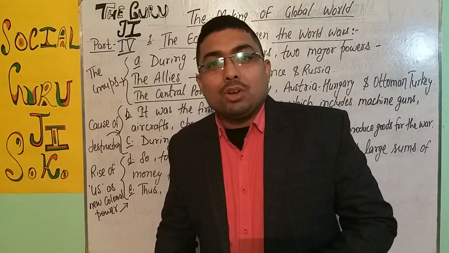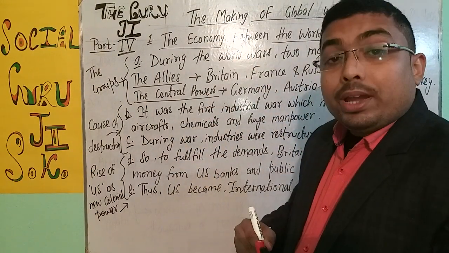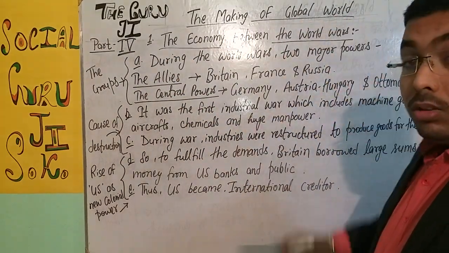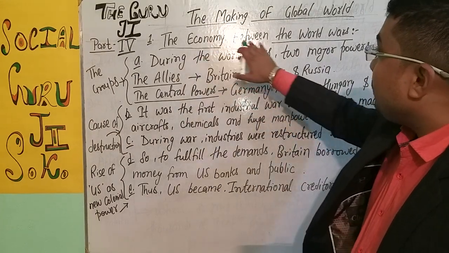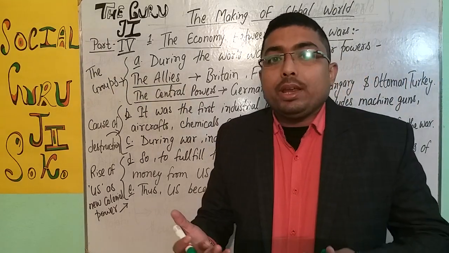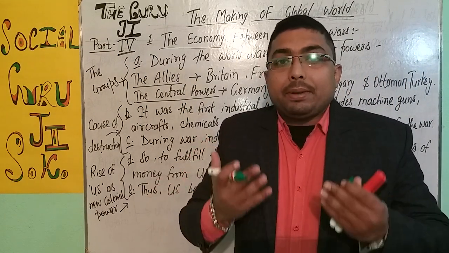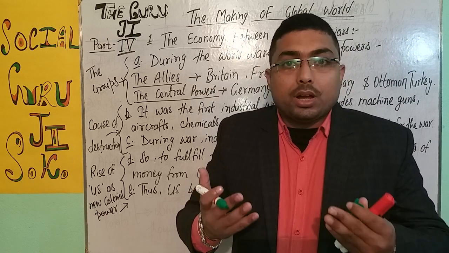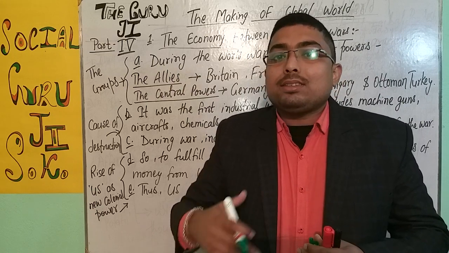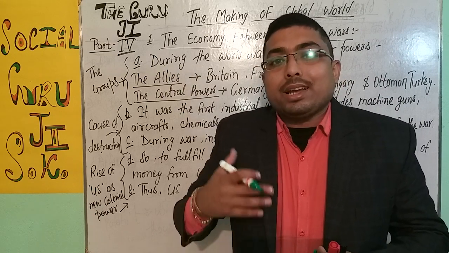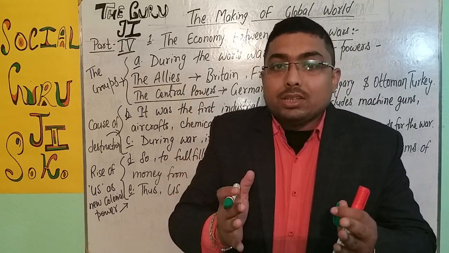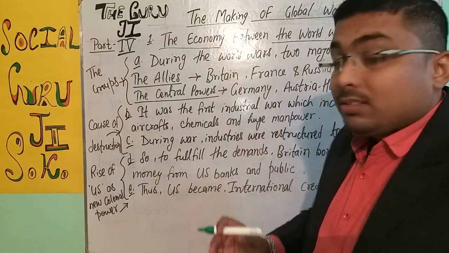Now, moving toward the topic. Today we are going to cover the fourth part of the chapter, The Making of a Global World. The first topic is the economy between the world wars. It means during World War I, the countries like Britain, Germany, Russia, France, Italy, most of the trading countries, how they managed their affairs and their financial conditions. We are going to cover what kind of changes happened during this time. So the whole topic is related to this.